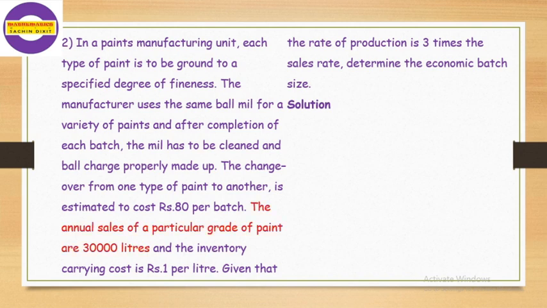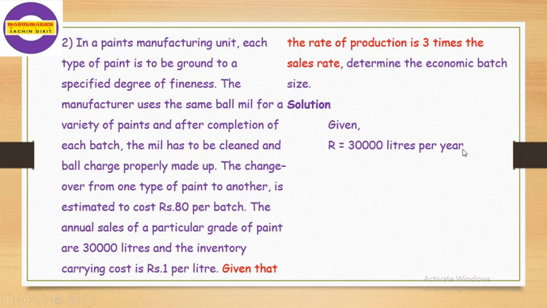First, look at this statement. The annual sales of a particular grade of paint are 30,000 liters, and that means it gives the rate of demand, that is R is equal to 30,000 liters per year. Then point out the statement that the rate of production is 3 times the sales rate.